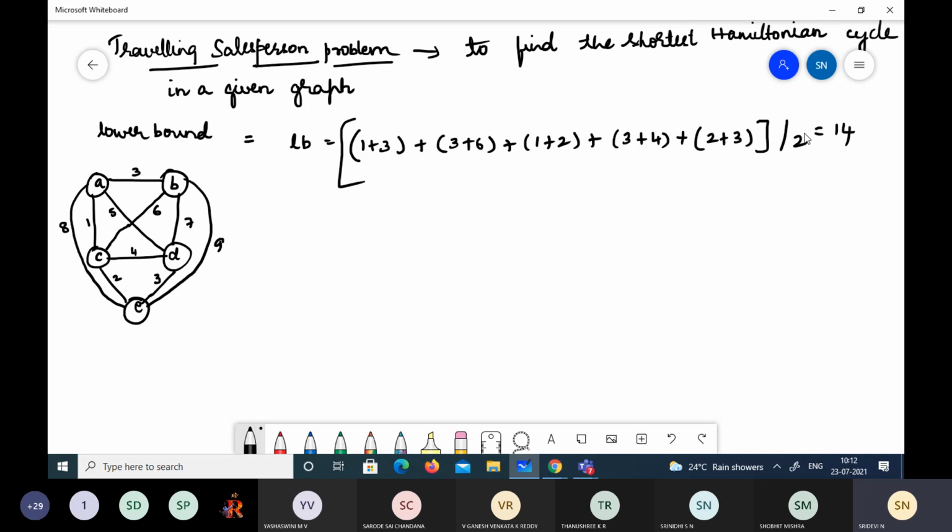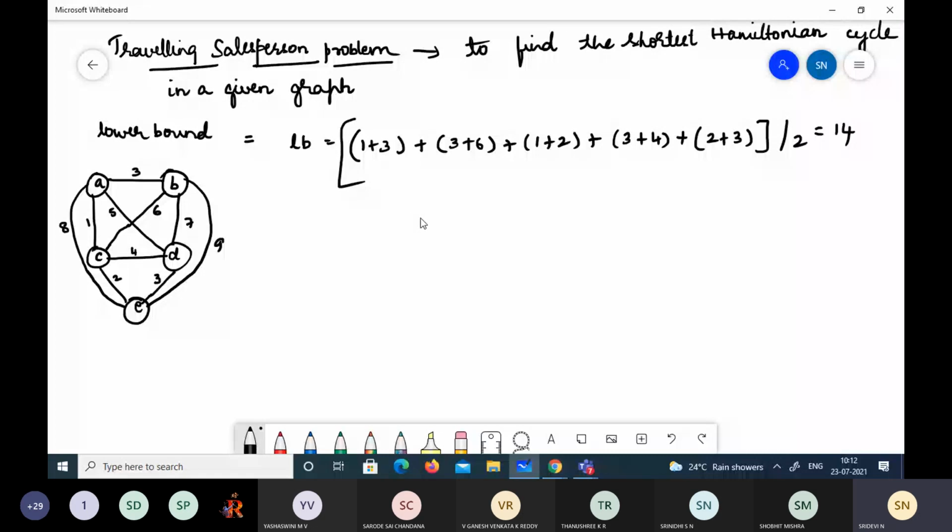Now we have to consider the tours which start from A, and as the graph is undirected, we consider only tours in which B will be visited before C. We will not take a tour which goes like A, C, D, like that. So we will consider only tours wherein we visit B before C. Okay.